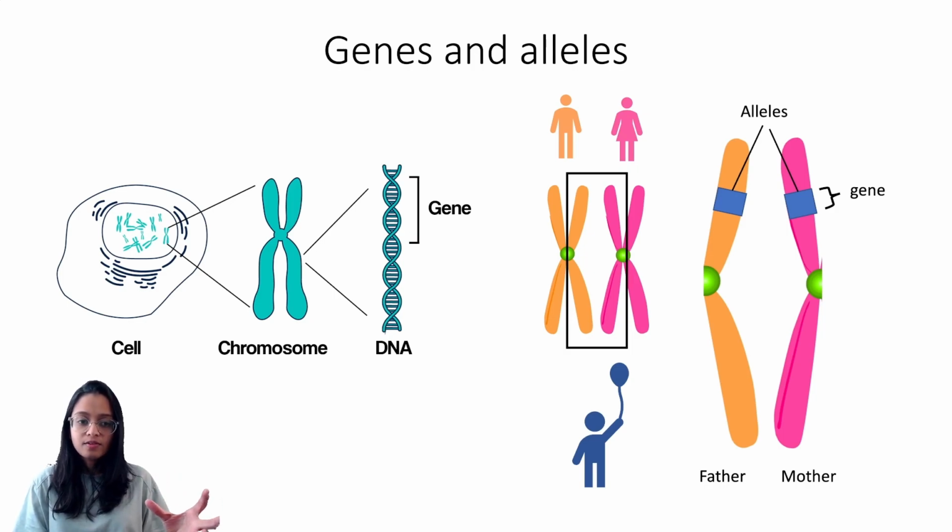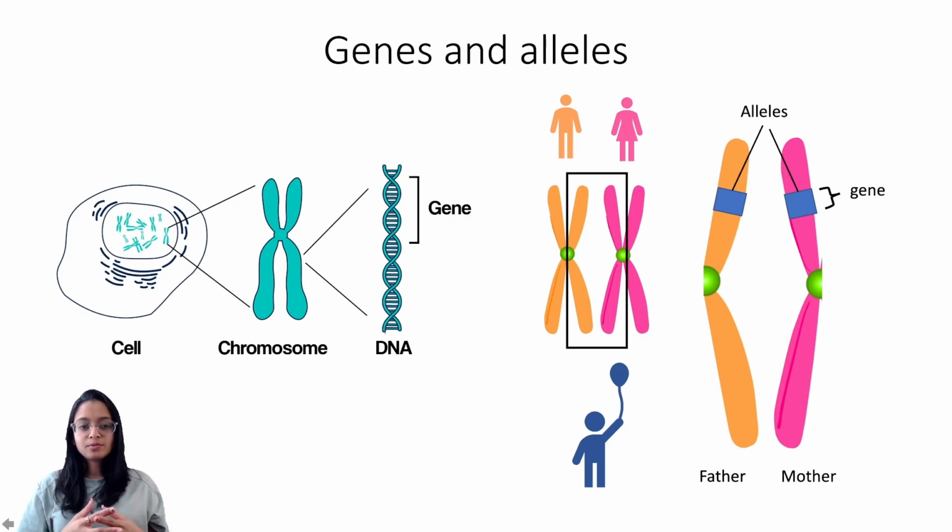Inside a cell, we have a nucleus. Within the nucleus, we have chromosomes. A chromosome is nothing but tightly wound up DNA around some proteins. If you unwind the DNA, you'll essentially get the double helical structure, and a portion of that double helical structure is a gene, which ultimately gets transcribed and translated into a functional protein.